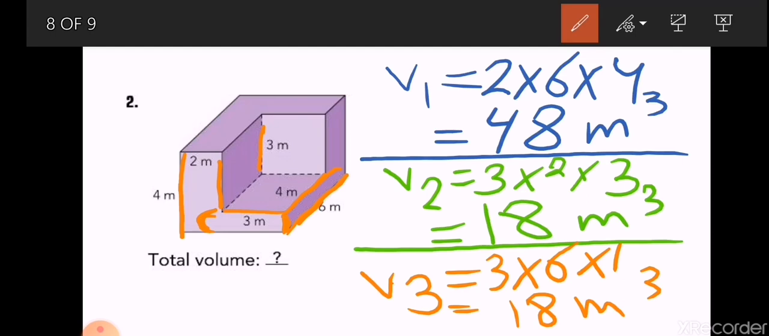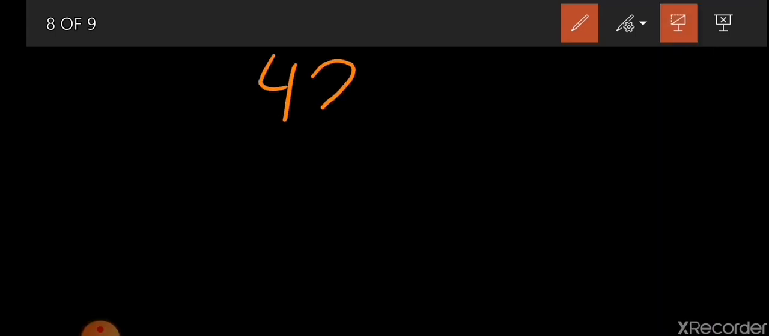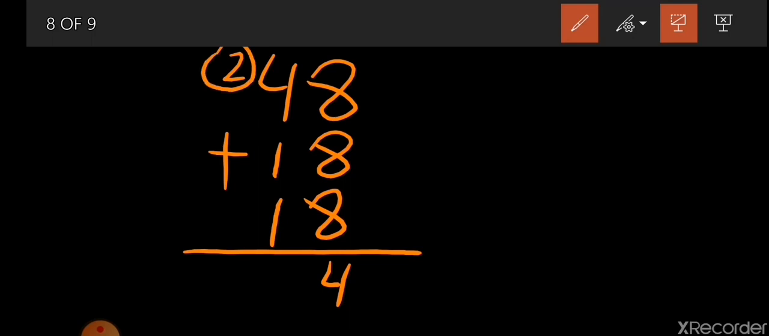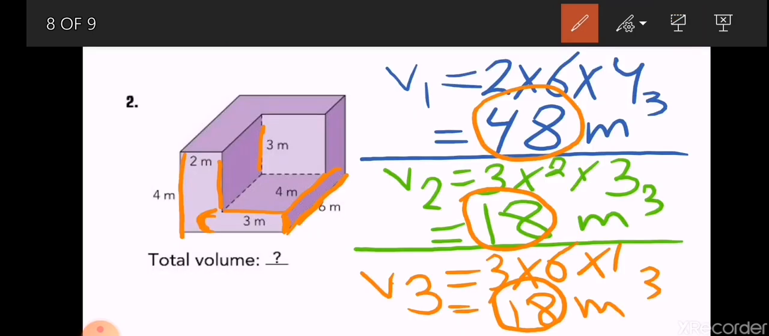Now let's add the 3 volumes. 48 added to 18 added to 18. 8 plus 8 plus 8 gives me 24. 2 times 4 is 6, plus 1 is 7, plus 1 is 8, so the total is 84 meter cubed.